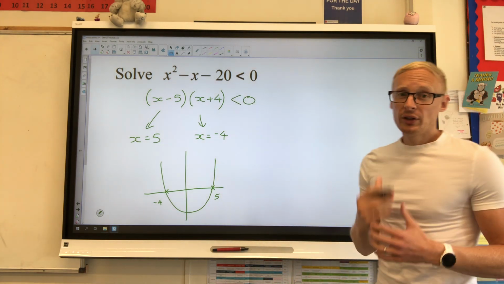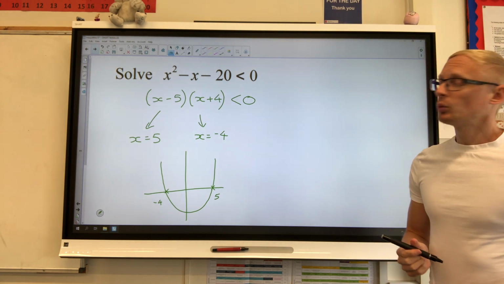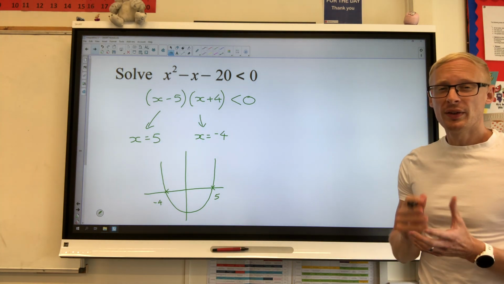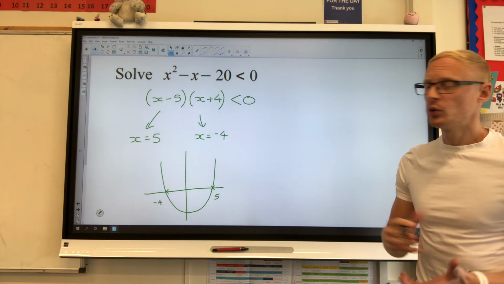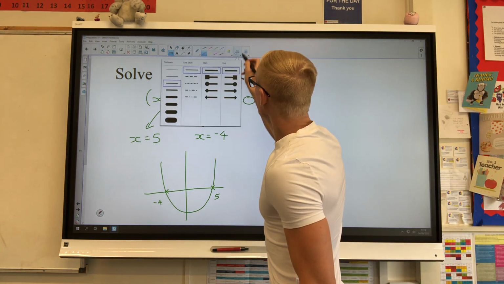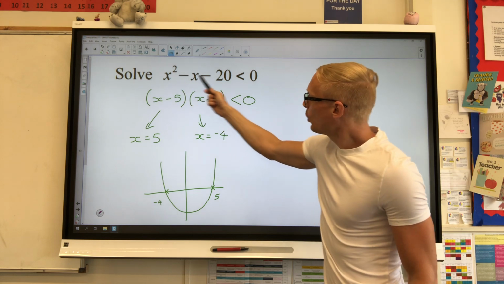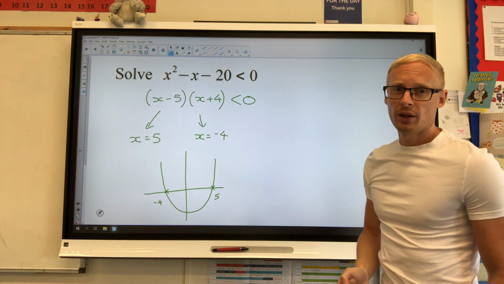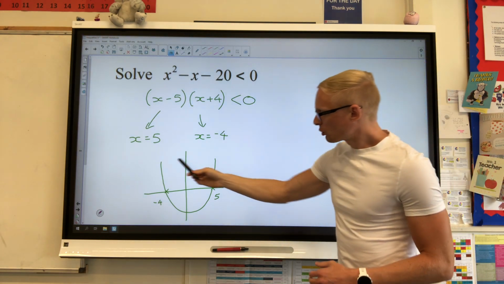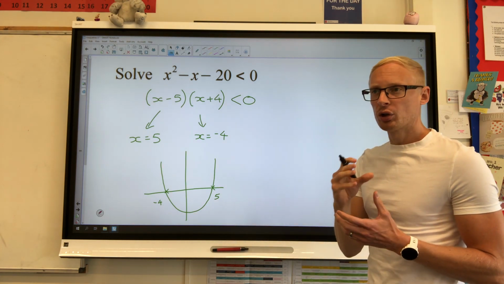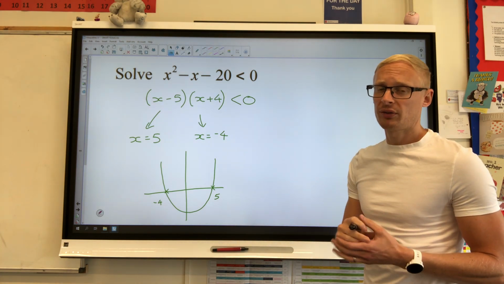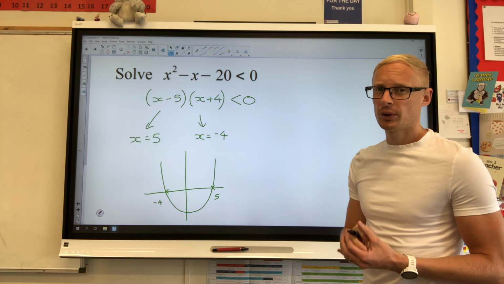There's nothing new so far, that's just what we did last week. Now, this is the new bit, the bit that people sometimes get confused with. What we're looking for is when this equation is less than 0. So we're looking on our graph for where our y values are less than 0.